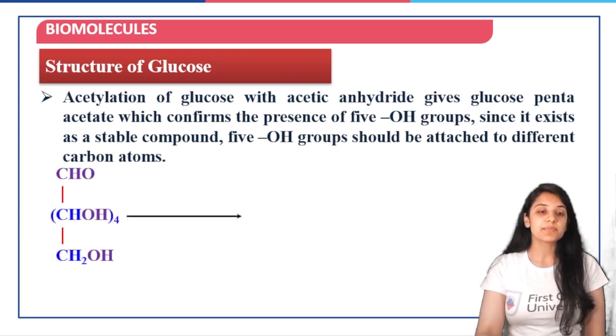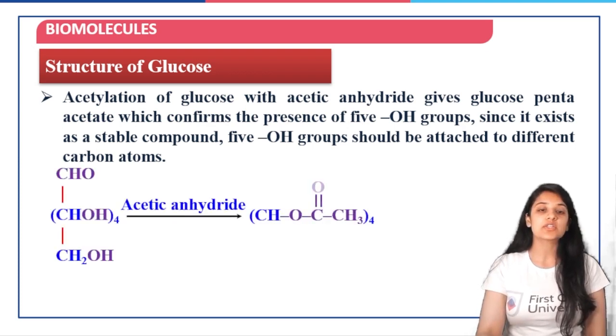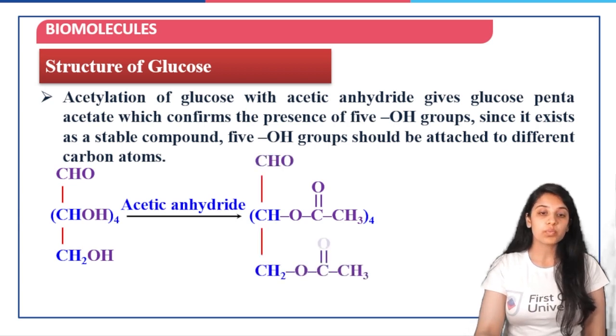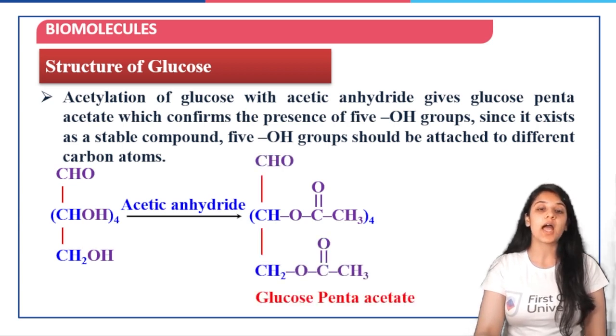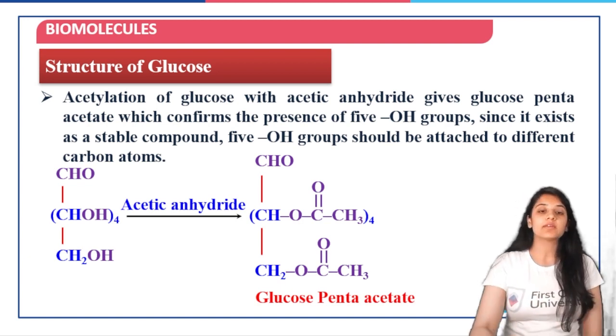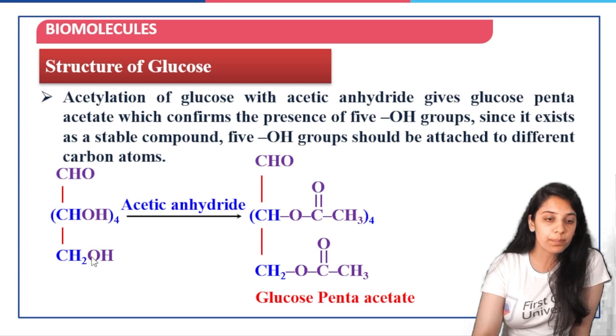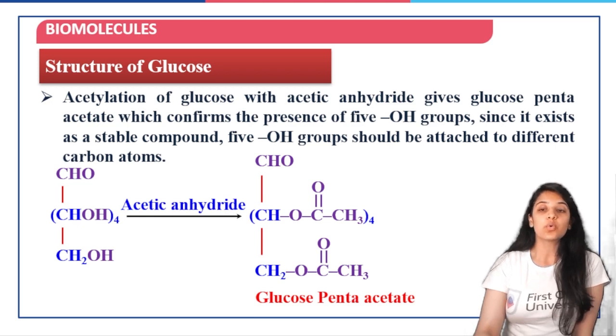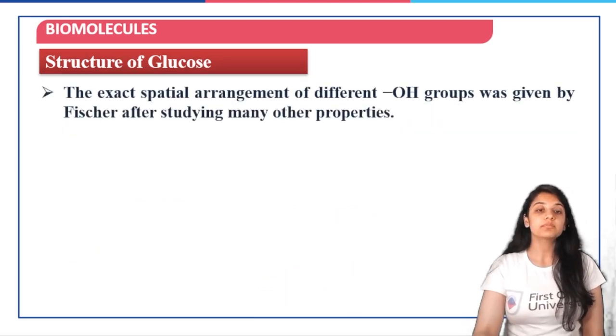So when we have this particular structure, acetic anhydride is going to yield this compound, which is nothing but glucose pentaacetate. What is happening here is wherever there was an OH group present, it is turning into an OCOCH3 group. That is nothing but glucose pentaacetate.